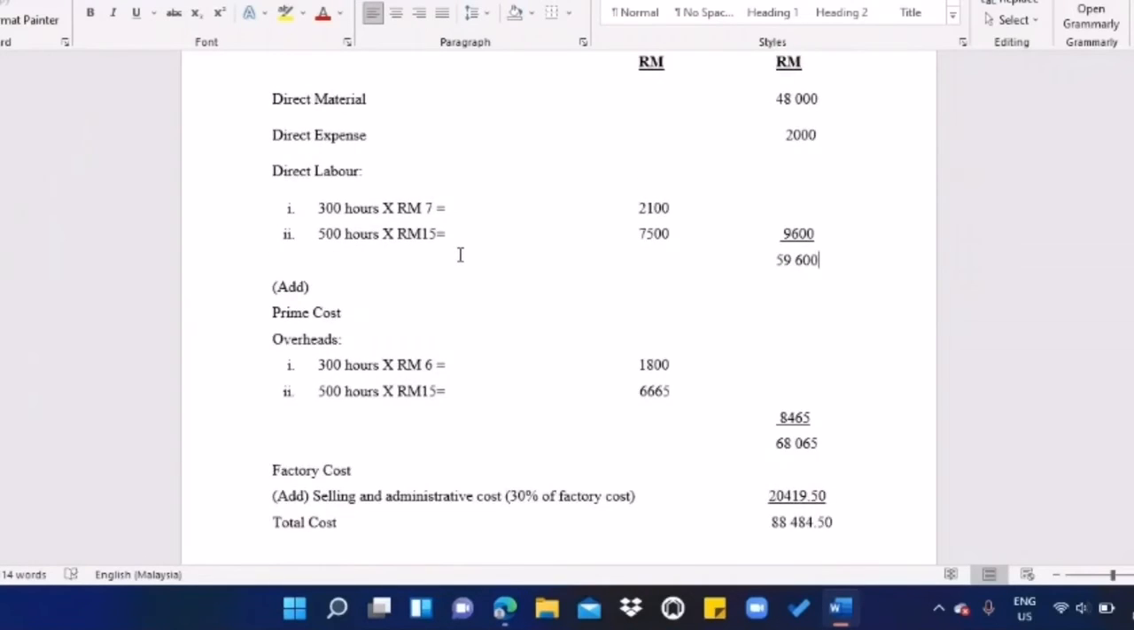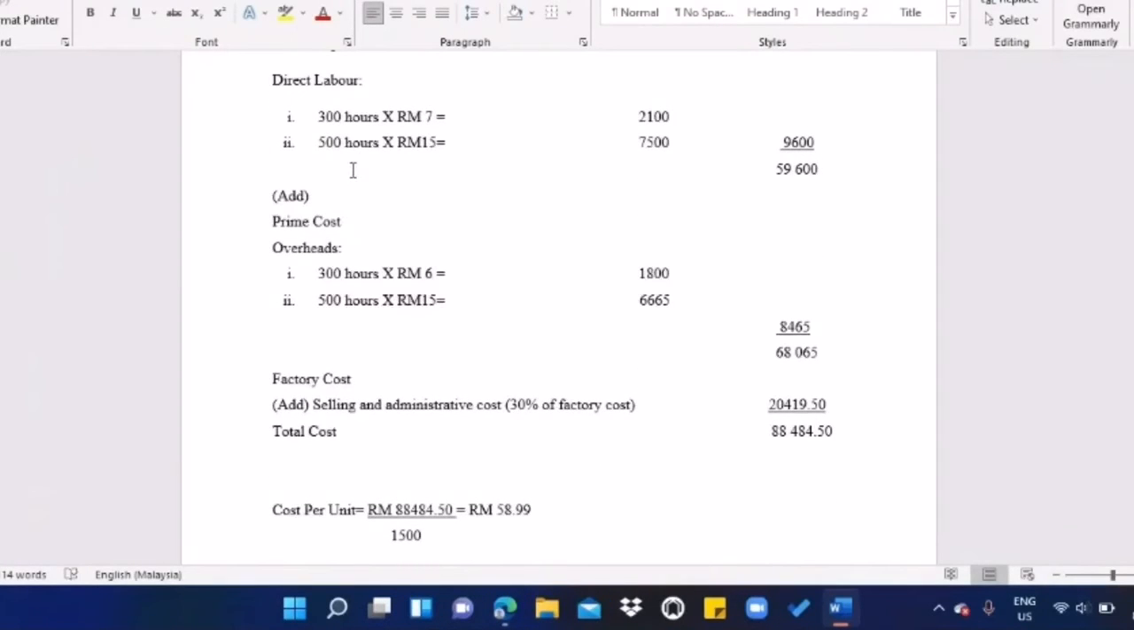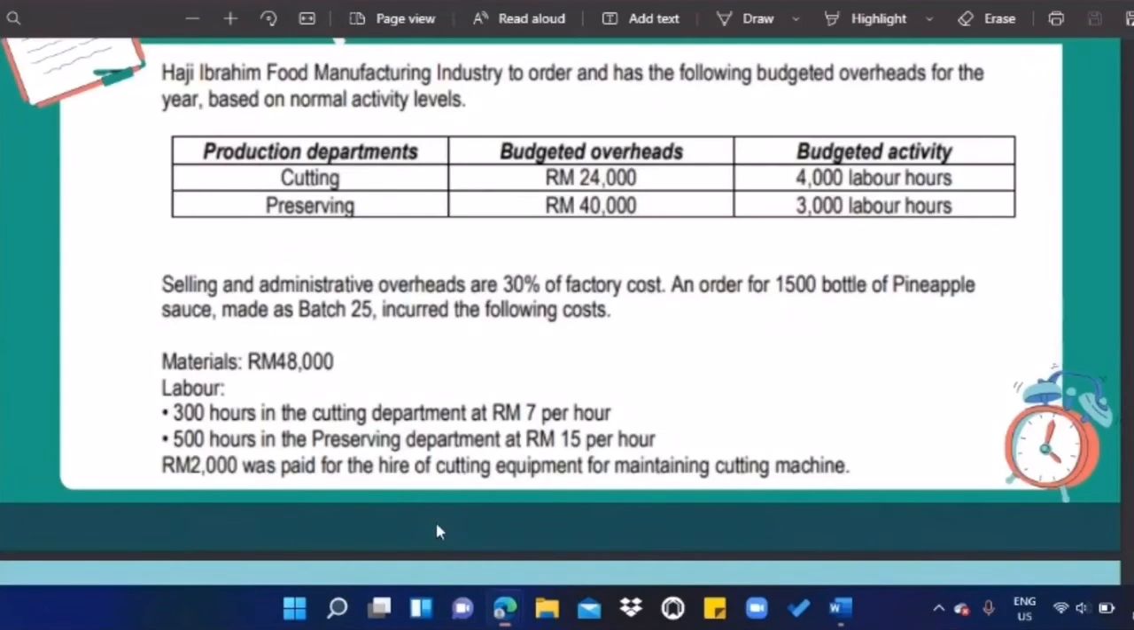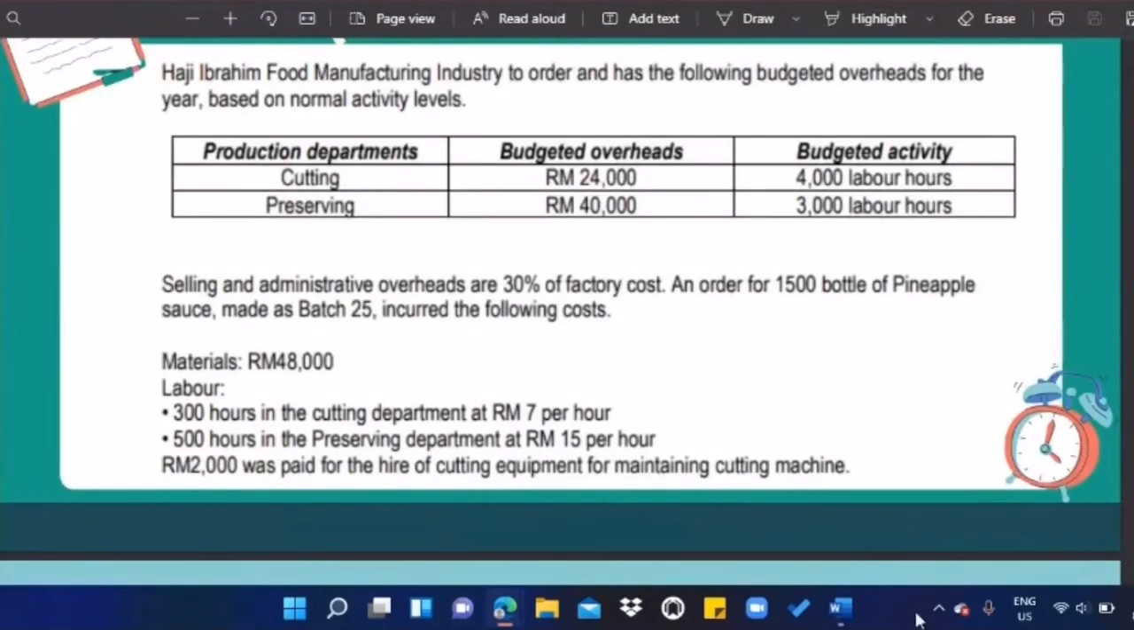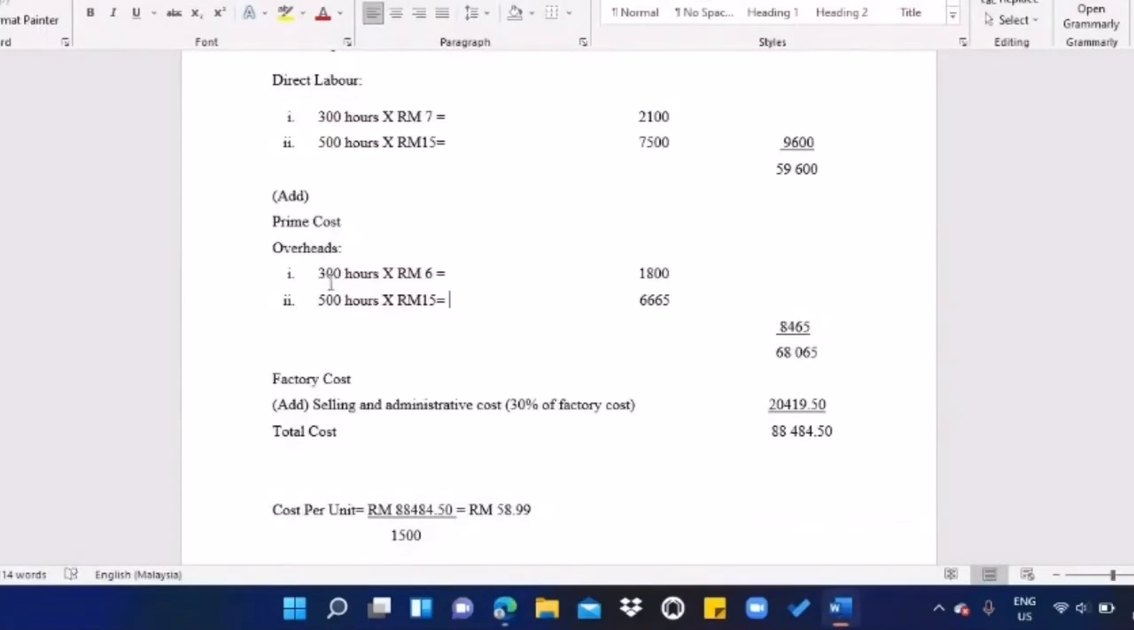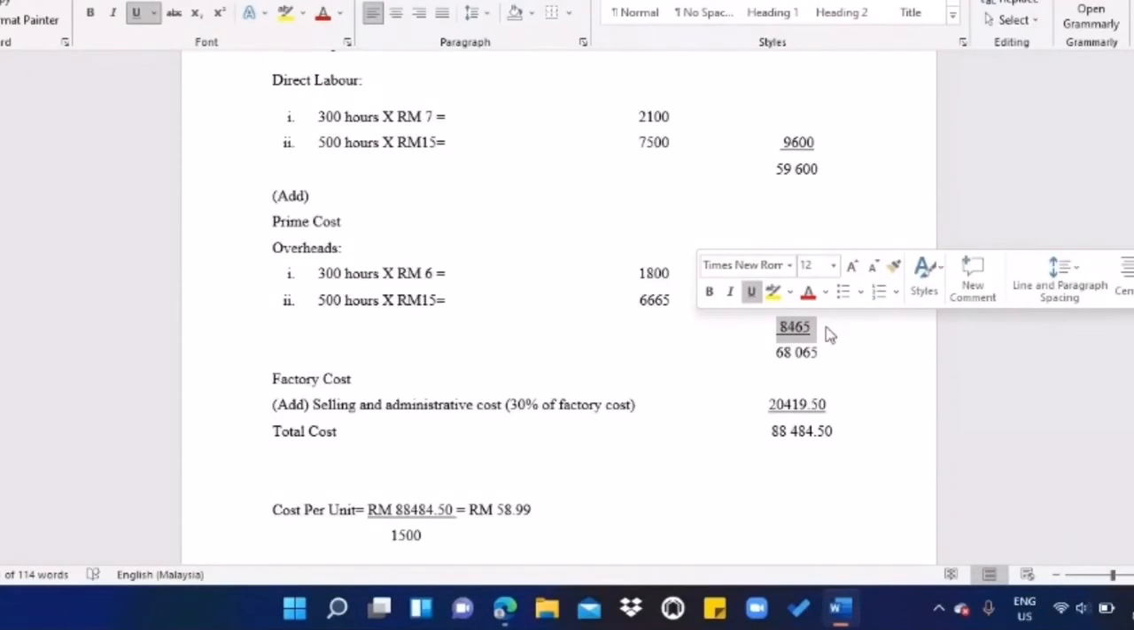As mentioned earlier, the overhead is still the same as before, where 300 hours are required for the cutting department and 500 hours for the preserving department. So we list out 300 hours times RM6, and we get 1,800. And for the preserving, it is 500 hours times 15 ringgit, where we get 6,665 ringgit. So the total cost for these two, we get, sorry, 8,465.